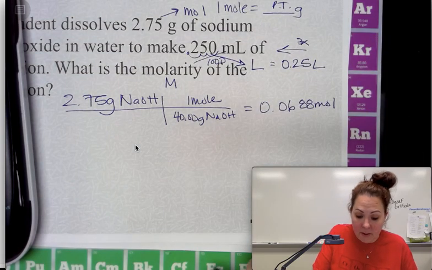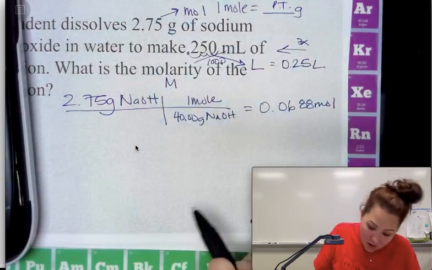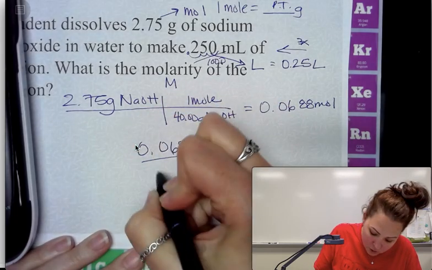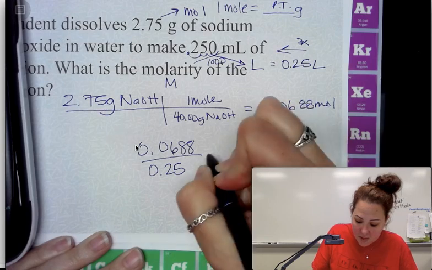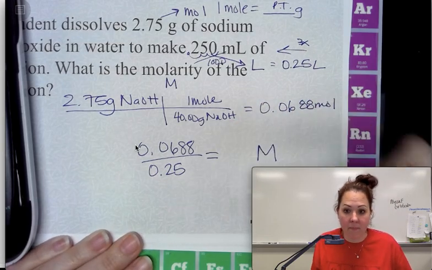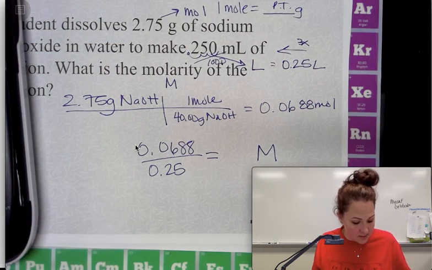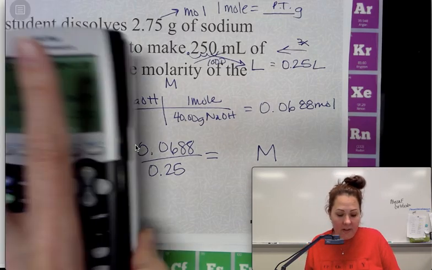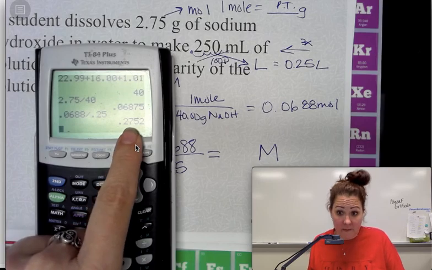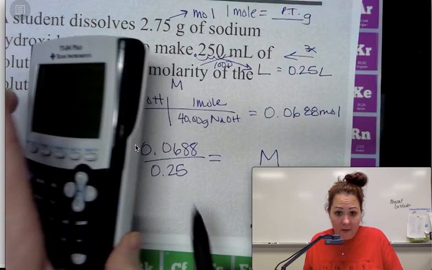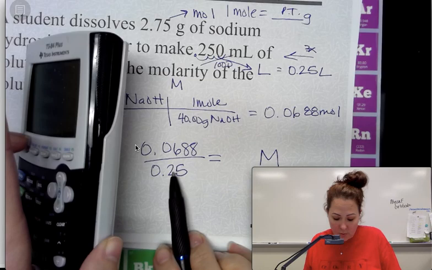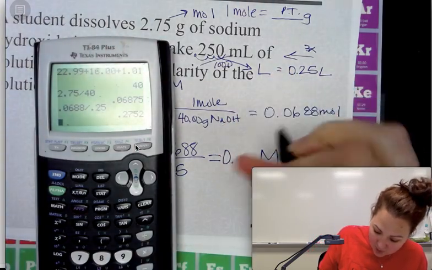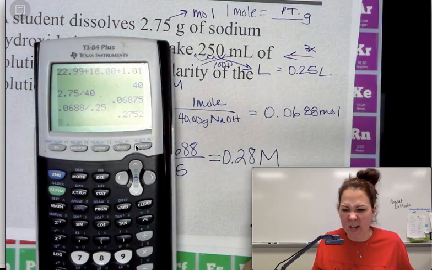So now I can just take my moles divided by my liters. 0.0688 divided by 0.25 will give me my molarity, big M. So 0.0688 divided by 0.25. When I get this answer on my calculator, I'm going to get sig figs. I've got 3 sig figs and 2 sig figs, so my answer can only have 2 sig figs. So you have 0.28 molar. So it's not very concentrated.